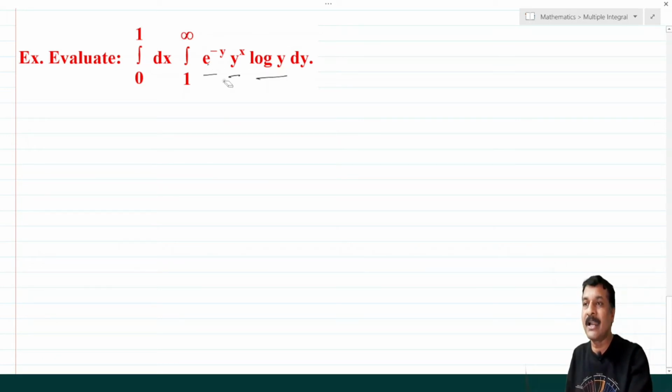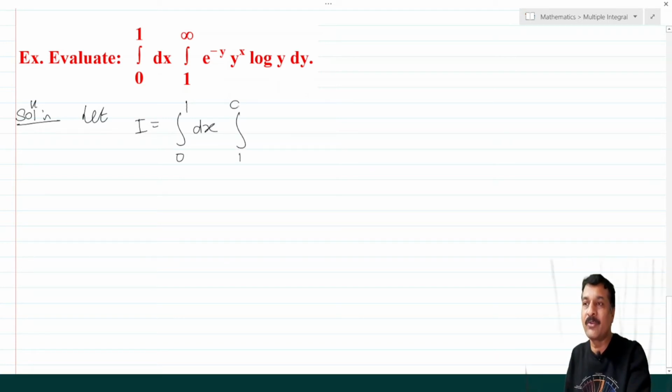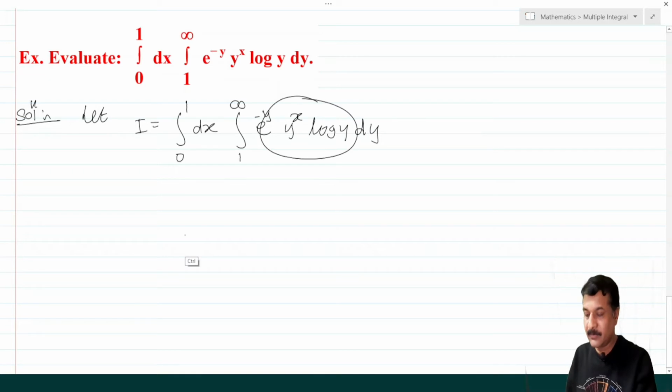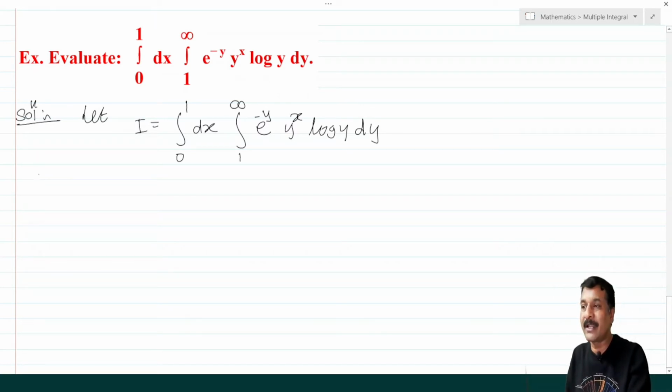So let's start the solution. Let I equal to integration 0 to 1 dx, inner integration 1 to infinity e raised to minus y, y raised to x into log y dy. You just go stepwise. So what are the steps? It is necessary to change the order of integration. Now by the given limits, so what are the given limits?